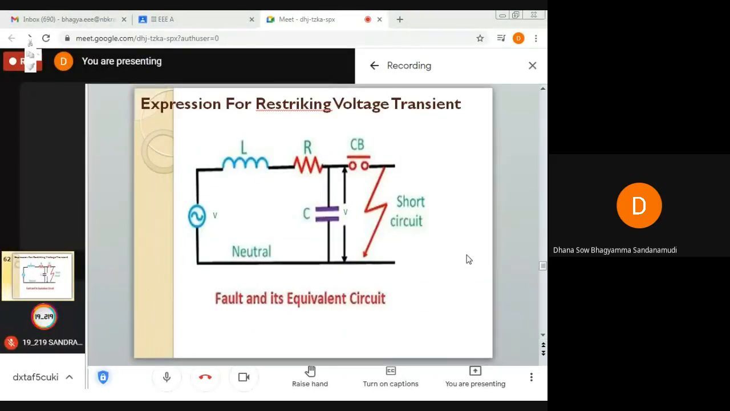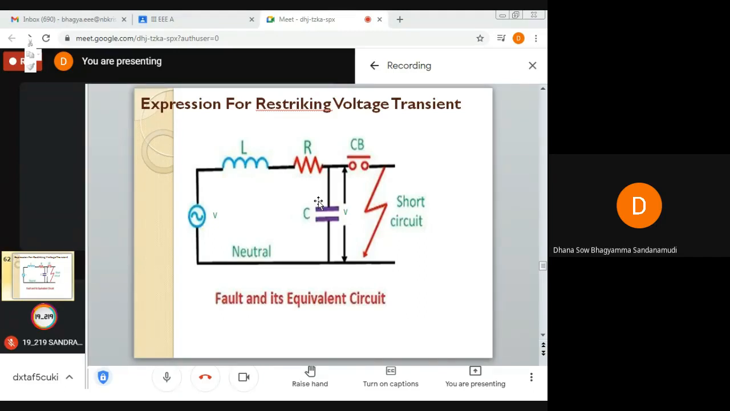So let us derive an expression for the restriking voltage transient. I hope you remember this is the equivalent circuit for the system which we have considered. We have assumed that a feeder is connected to a bus bar, a circuit breaker is there, and a short circuit fault has occurred.